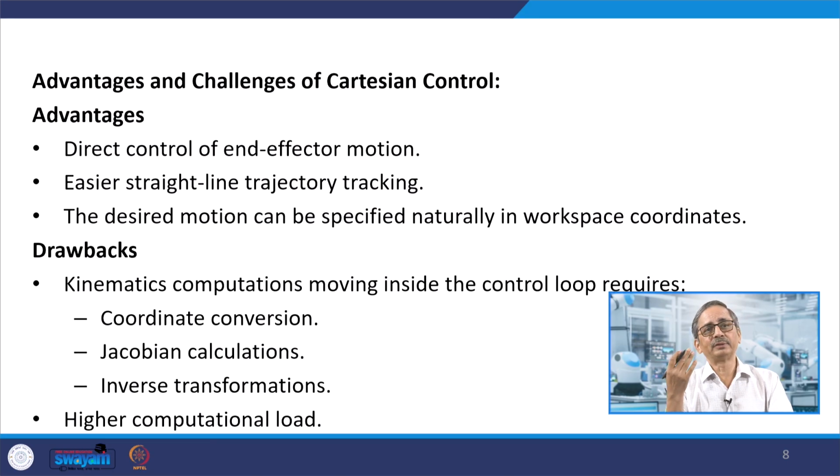Now, coming to the drawback, you see the kinematic computation moving inside the control loop requires coordinate conversion, Jacobian calculation, and the inverse transformation, and this puts a higher computational load. So, that is the drawback here.